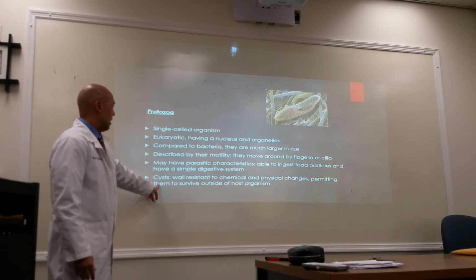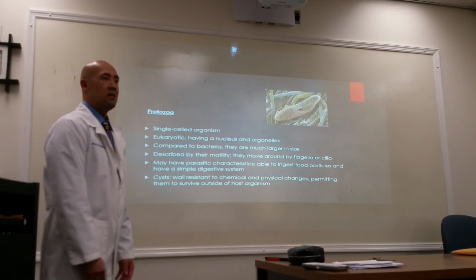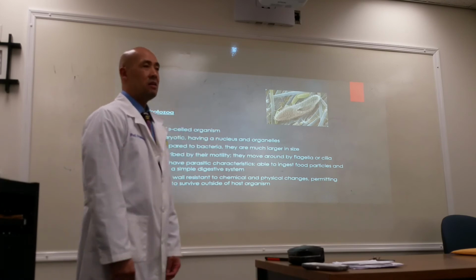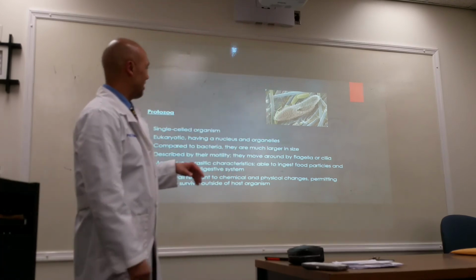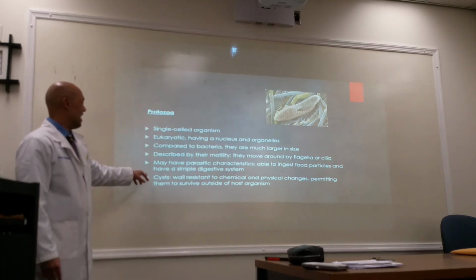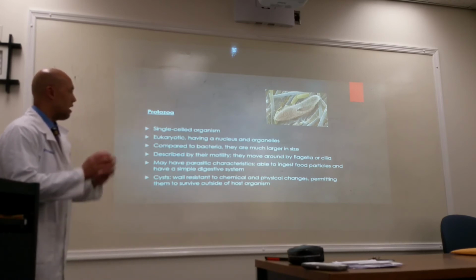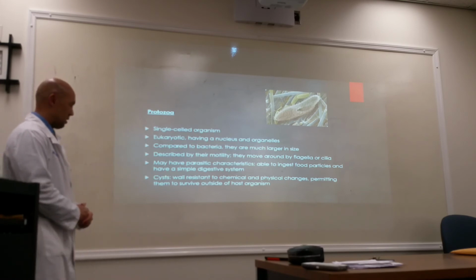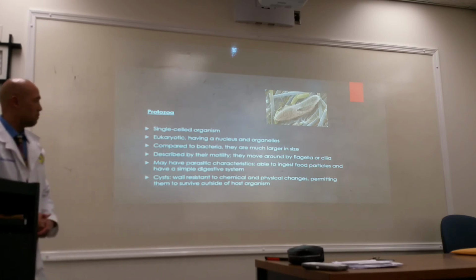Okay. So protozoas can be described by their motility. They move around by a flagella, it's the tail, right? Or cilia, tiny hair-like projections. Protozoas may have a parasitic characteristic. Again, don't get them confused, but they may have a parasitic characteristic in that they are able to ingest food particles and have a simple digestive system.